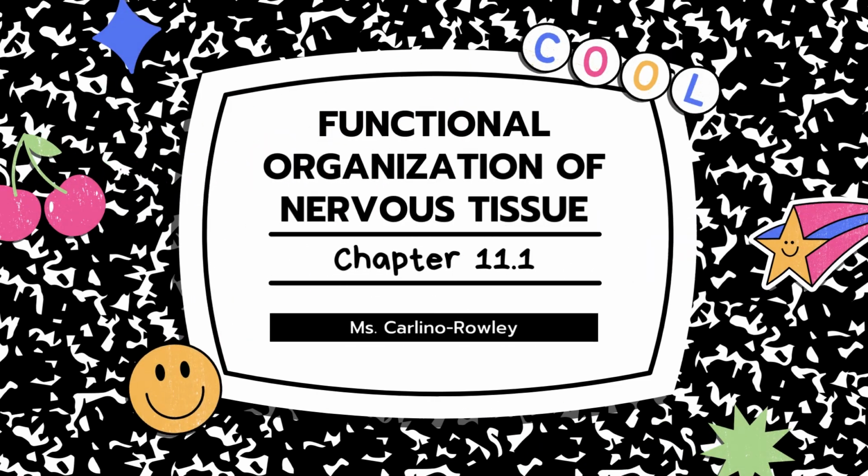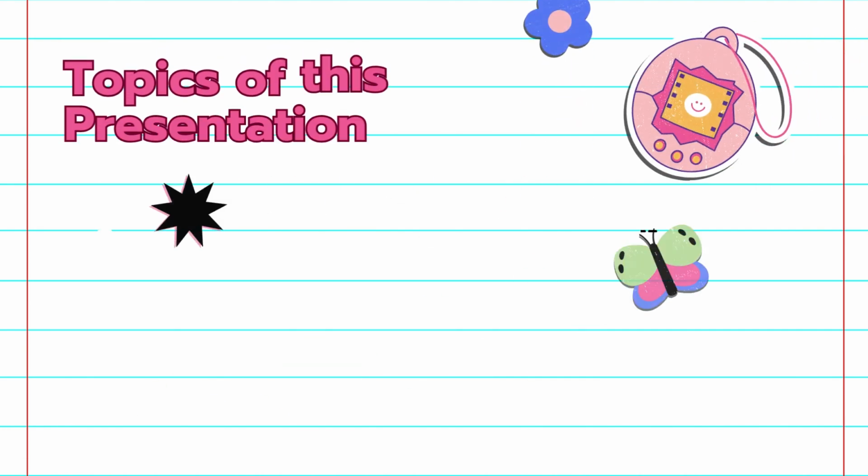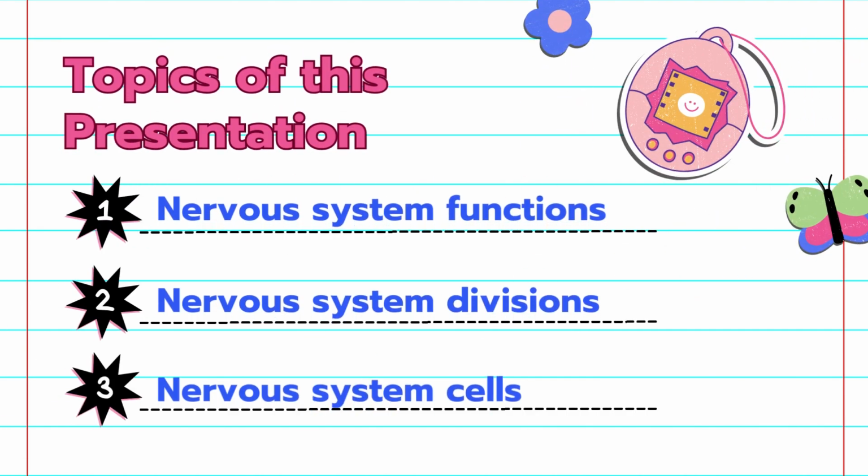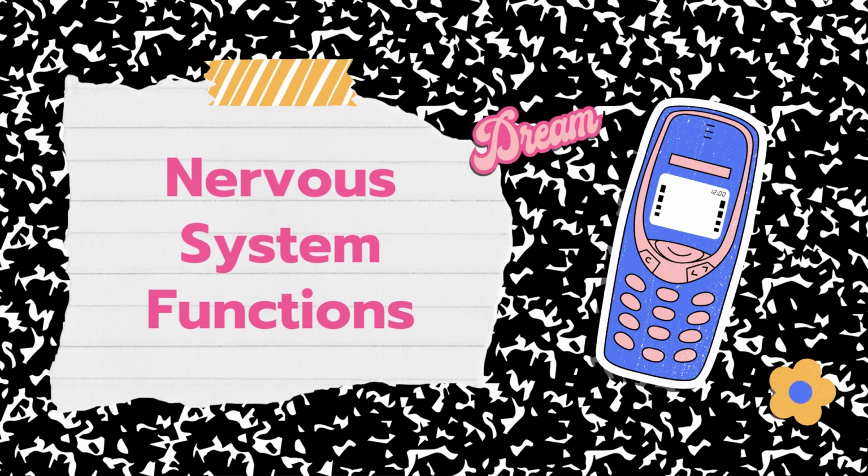Welcome to Chapter 11.1, The Functional Organization of Nervous Tissue. This presentation will cover the nervous system functions, divisions, and cells. Let's begin with the nervous system functions.